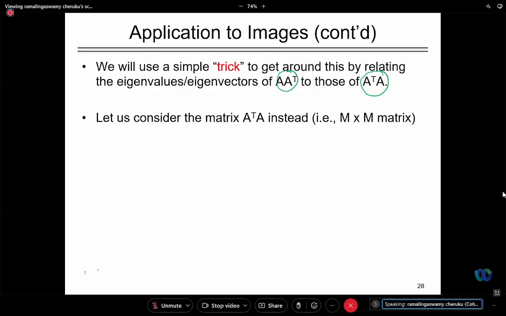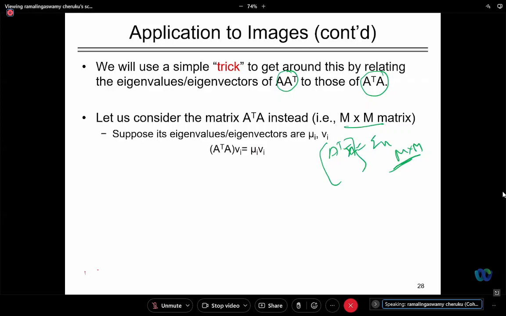Now let us consider the matrix A transpose into A instead of the n square by n square matrix. You are considering the matrix A transpose A in place of sigma x. The dimension of sigma x is m cross m, and this is also m cross m.